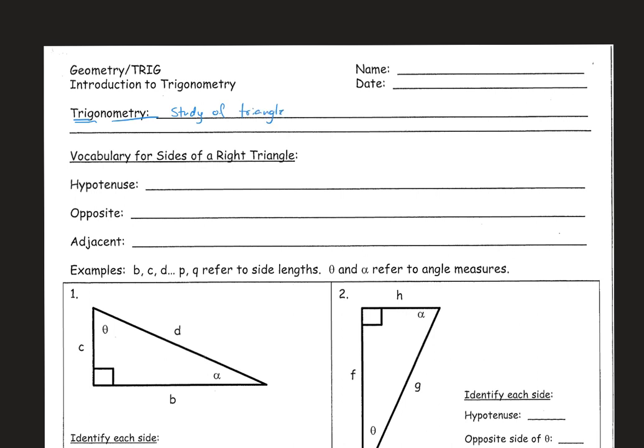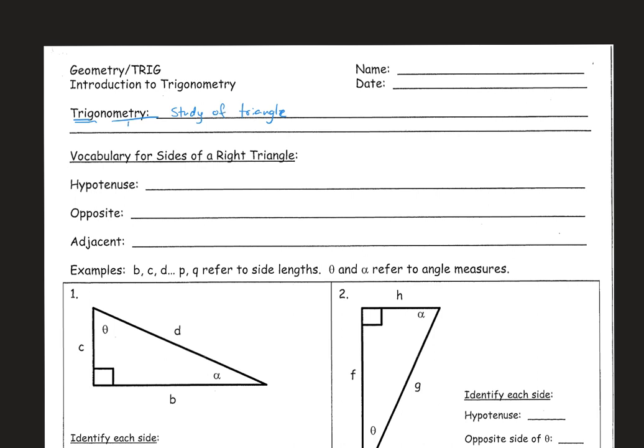Alright, and what kind of triangles, you may ask? I'm glad you asked. Right triangles, specifically. Now we'll learn a little bit later on in this chapter about the law of sine and cosine, which will allow us to address other types of triangles. But for right now, we are focusing on right triangles.